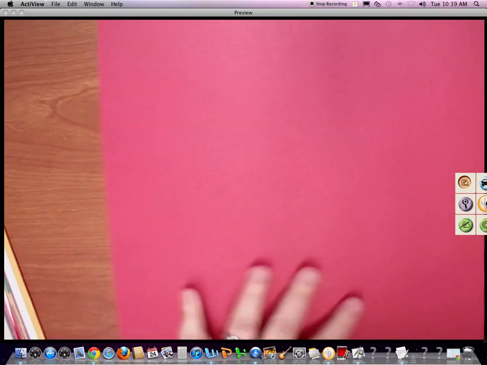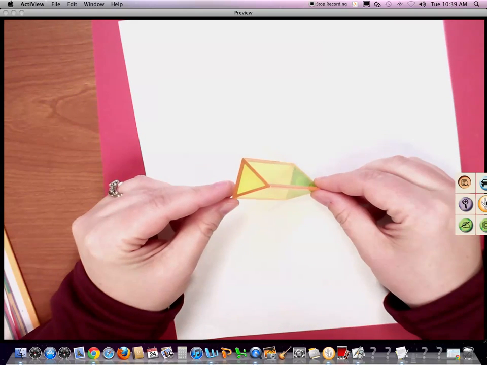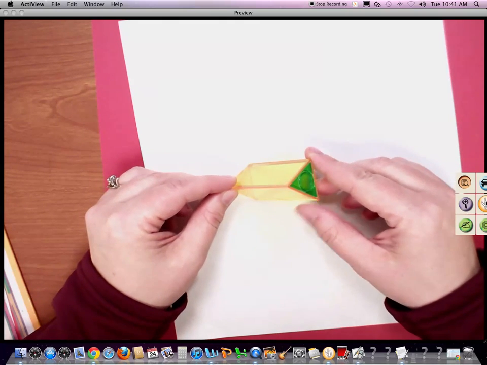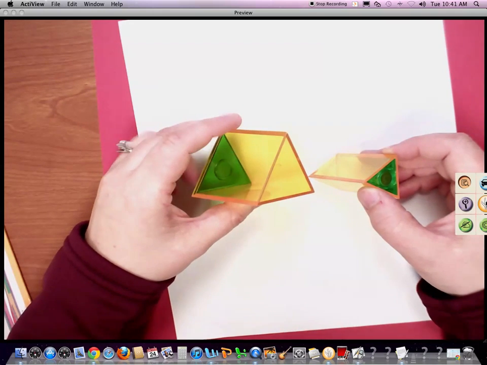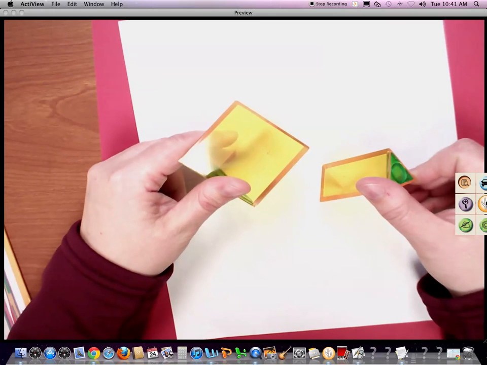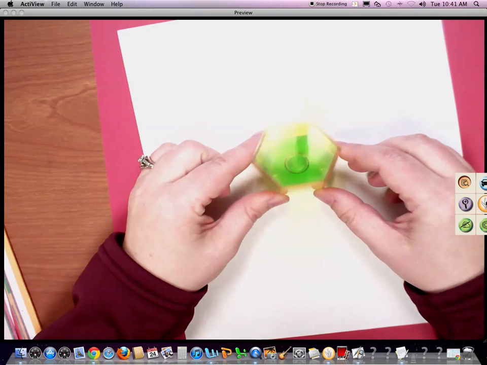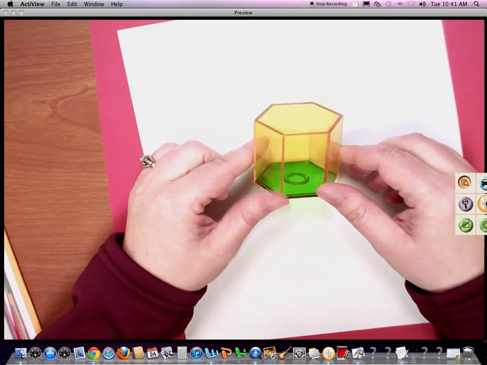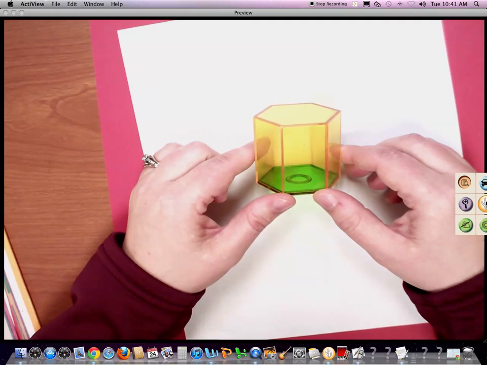I don't have a lot of those, but here are some other examples of prisms. I'm turning it around. That's a triangular prism. Here's another triangular prism. You name it by its base. Here is a hexagon, but since it's a prism, I like to call it a hexagonal prism.